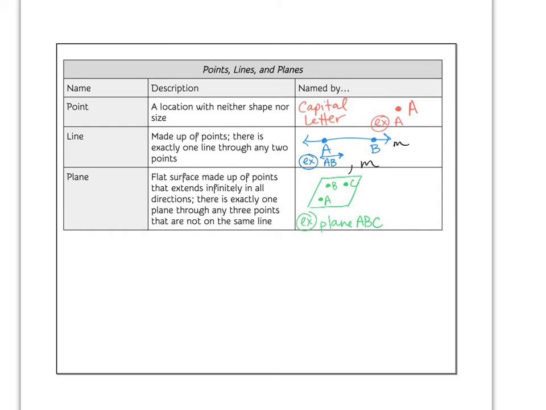Now, of course, it can't just be that easy. Sometimes there's a second way to name a plane. Sometimes you'll see a little cursive letter, like let's make a cursive K, down in the corner. Now, there's not a point next to the K. There's no dot there. And so this K is naming the entire plane. And so the second way to name this plane is just using that capital letter.